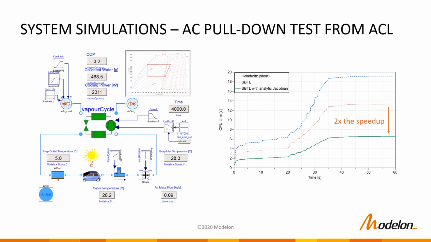Let's keep the speed up going. Now we are looking at a cabin pull-down test from the air conditioning library. It has a 4-component AC unit with superheat control TXV. It also has a variable displacement compressor, and the displacement volume is controlled to get a targeted air temperature out of the evaporator. This simulation ran 2 times faster with analytic Jacobians than without.